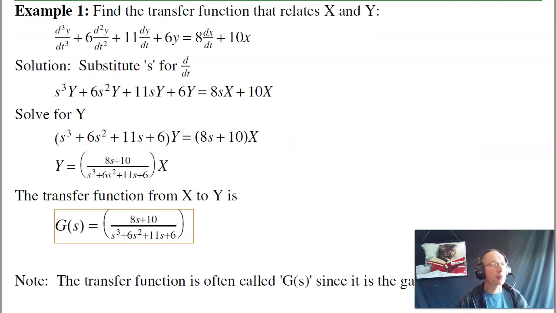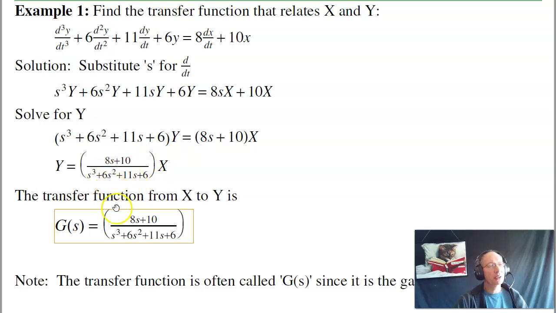For example, suppose I have the following differential equation relating x and y. If I assume everything's in the form of e to the st, then s means derivative. So the third derivative of y becomes s cubed y. The second derivative becomes s squared, first derivative s, and so on. I can now factor out the y's and x's and solve. I get y is a function of x. This right here is called the gain, or the transfer function from x to y.